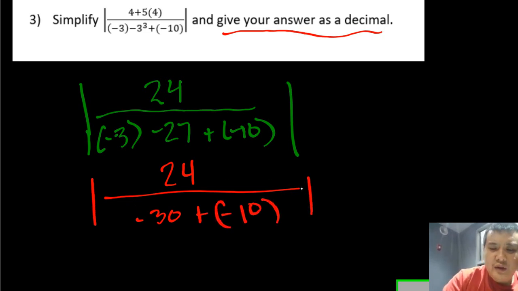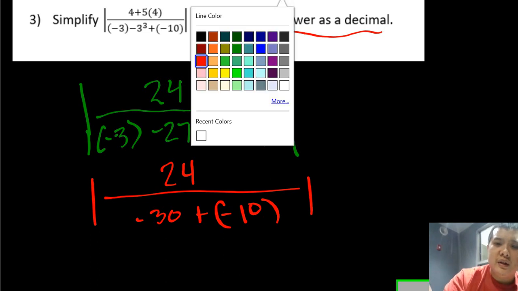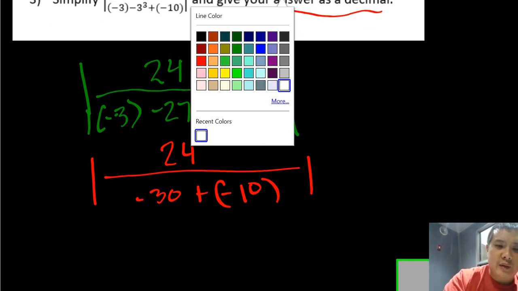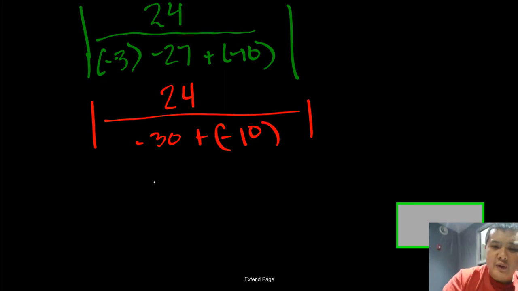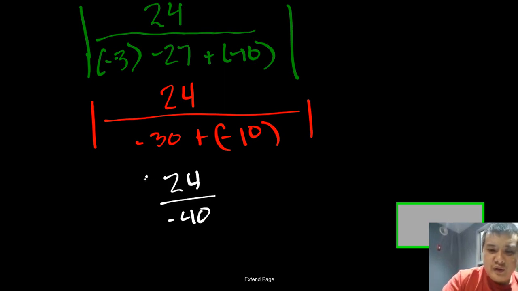All of that in absolute value. And then again, we have to add the bottom. Once we simplify that, we can get 24 over negative 40. Like that. Okay. Now this is considered one number. This is considered a fraction. So then we can take the absolute value of that.